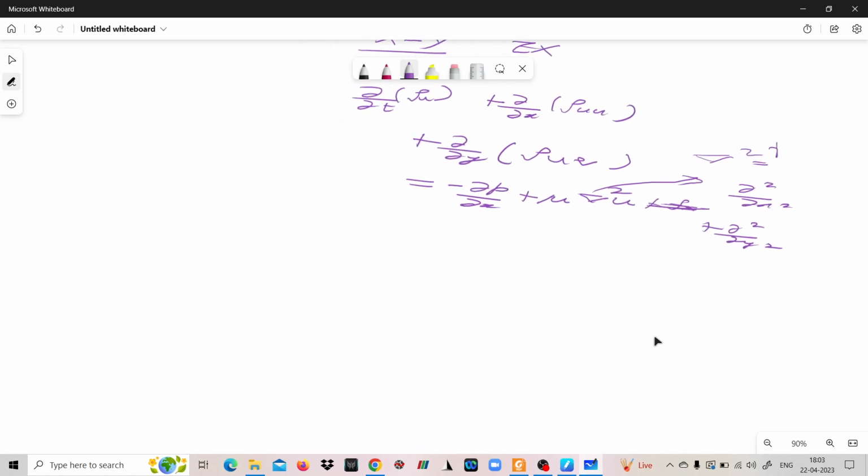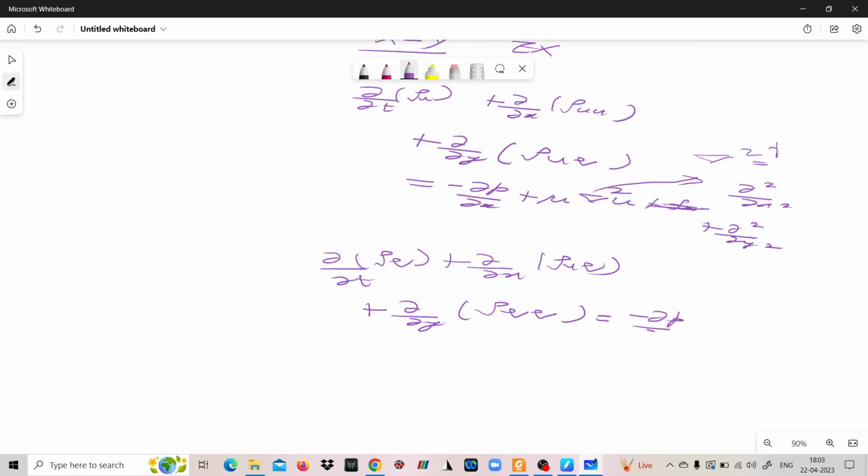Similarly for your y momentum equation, what we have got is del by del t of rho v plus del by del x of rho uv plus del by del y of rho vv equals minus del p by del y plus mu del squared v. Okay, so this is the answer basically.